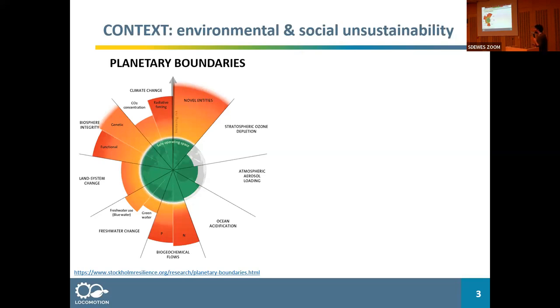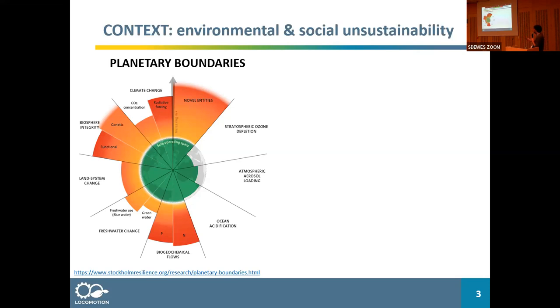So we are in a context of environmental, social and sustainability. I think this is not new for anybody, but I want to stress it. If we take as reference the planetary boundaries framework, we have that already 6 out of 9 planetary boundaries are transgressed.